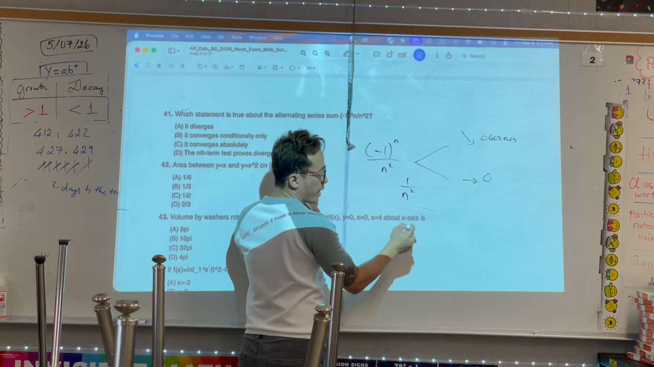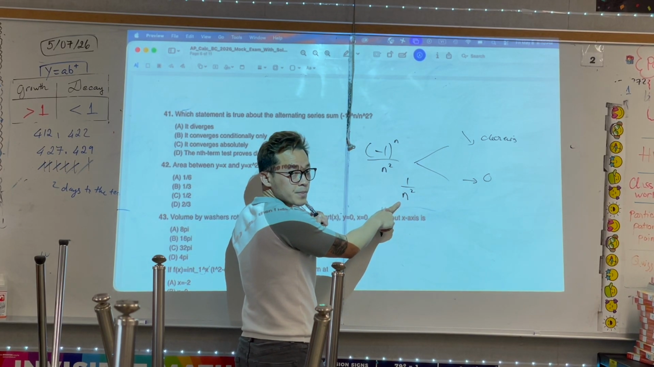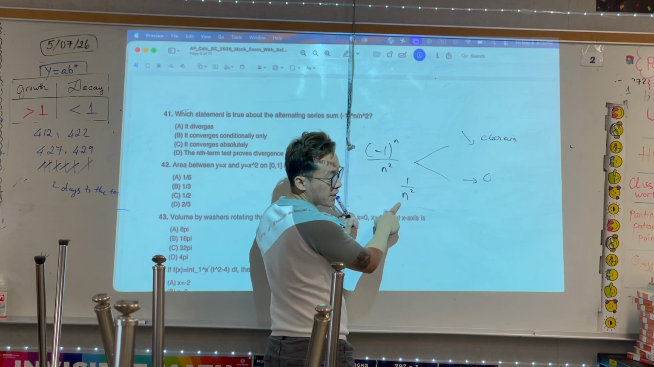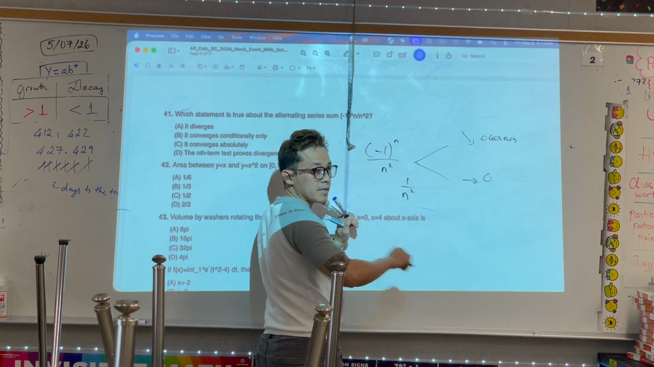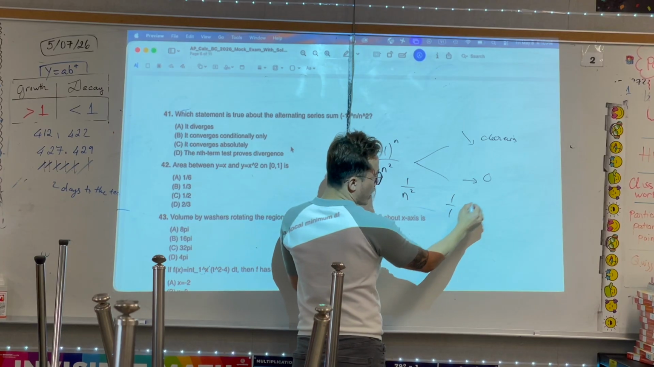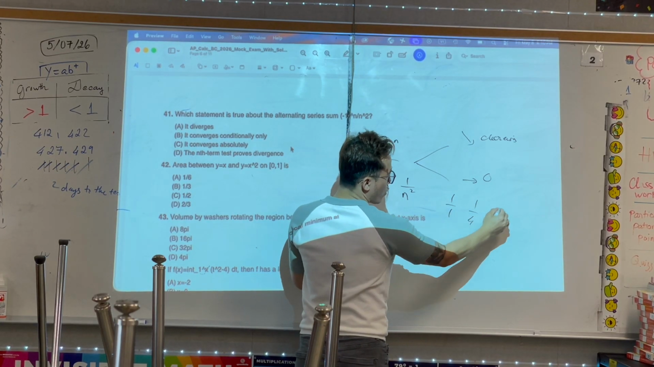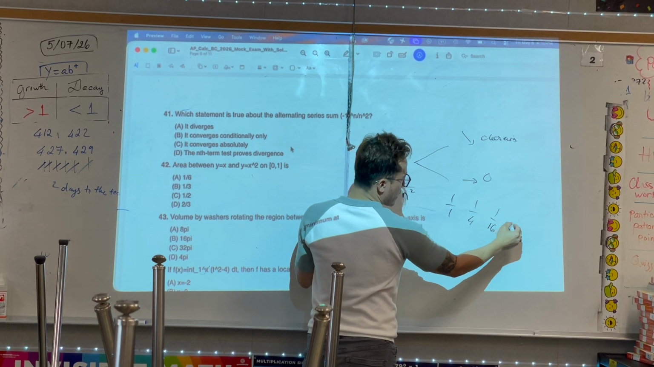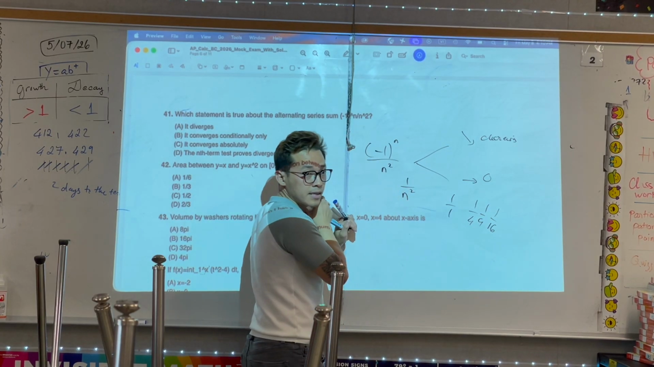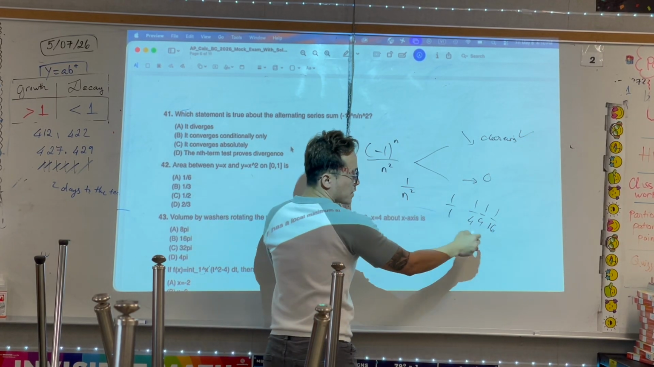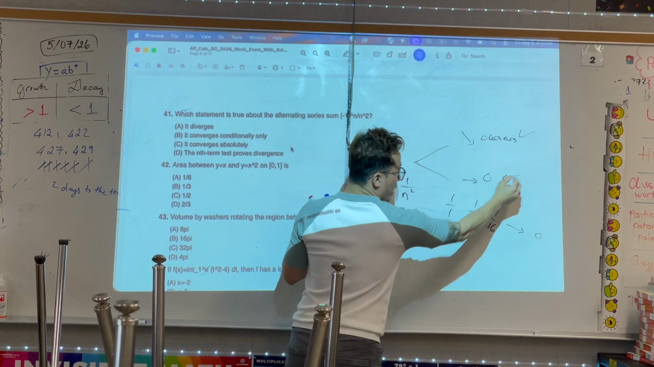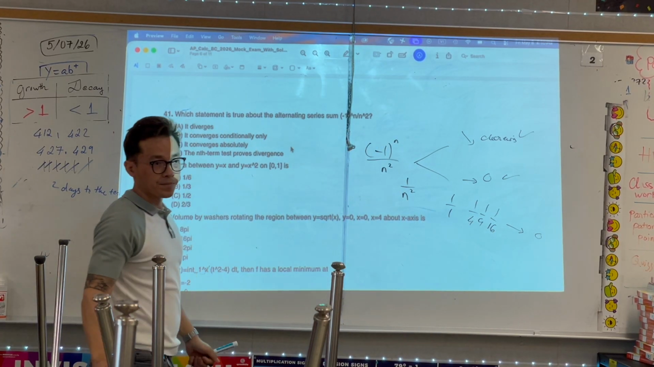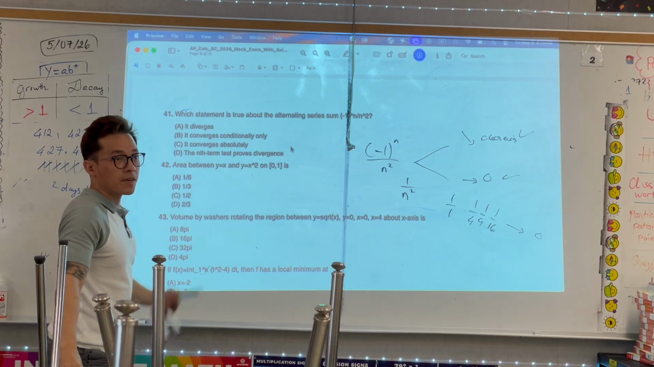We have 1 over n squared. Is it decreasing? If you want to check decreasing, you plug in a number to see. So 1 over 1, 1 over 2 squared is 4, 1 over 9, 1 over 16. Is it decreasing? Yes, it is decreasing. Does it approach 0? Yes. So it's convergent.